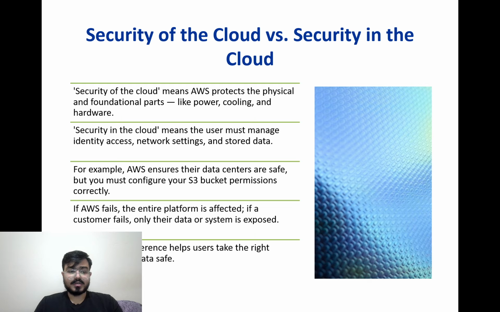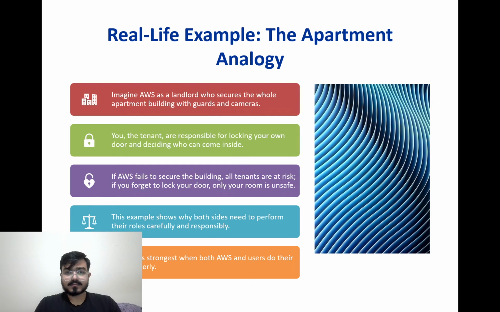For example, AWS keeps its data center locked and monitored 24 by 7, but if we leave our S3 bucket public, that's our mistake, not AWS's. So both sides have different but equally important jobs. When both do their parts right, the system stays safe and reliable. Let's see some real life examples.